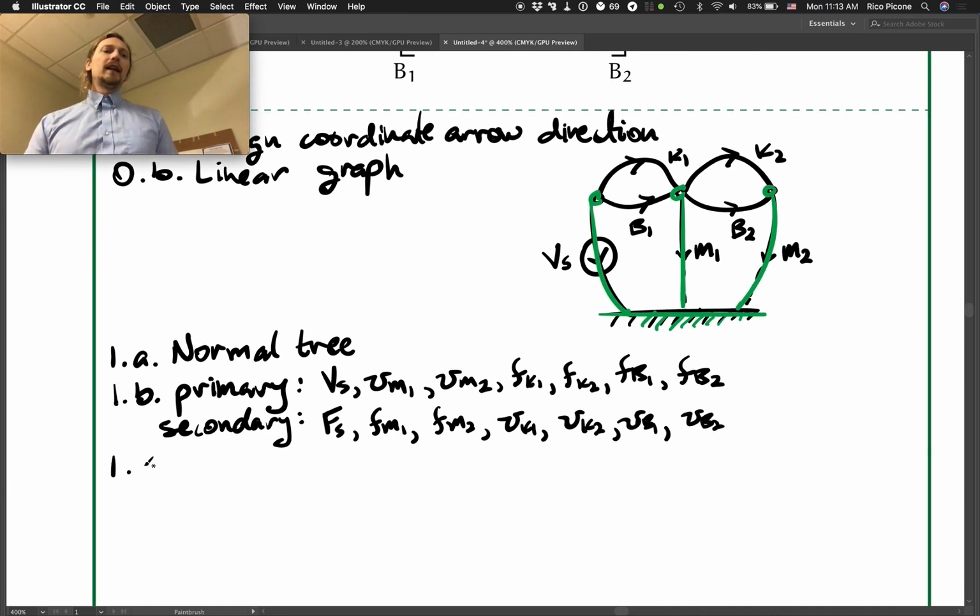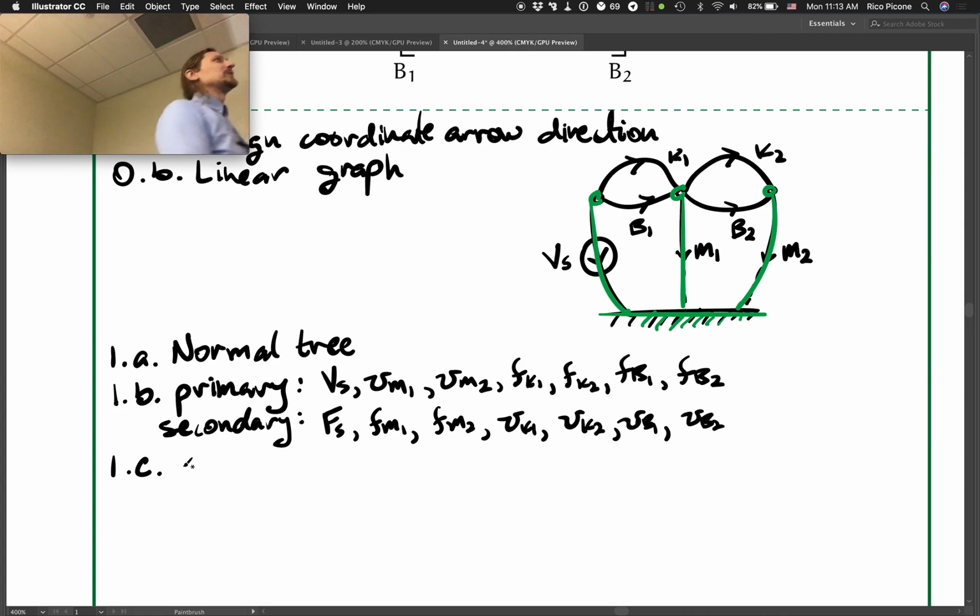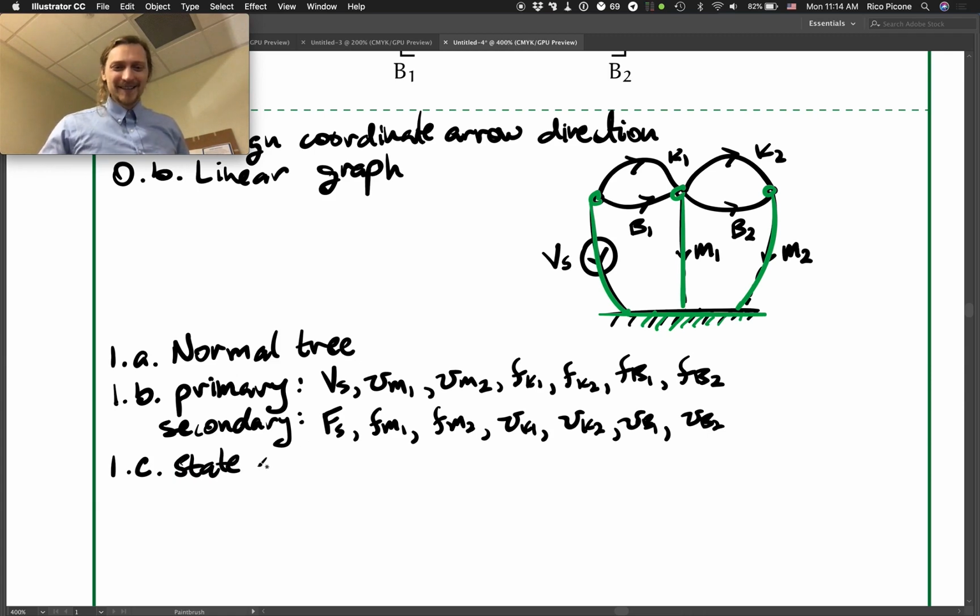Just knocking it out. 1C, state variables, right? I did this without my notes this morning, and I remembered all the steps. It was amazing. I was proud of myself. So I brought my notes this time, but we're going to try not to look at them. Okay. State variables. Don't want to cheat.